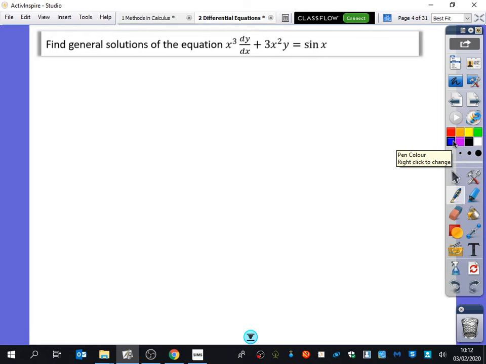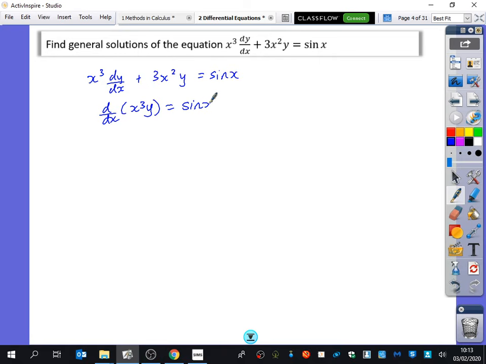Okay, fine. So we've actually already done this one. If you wrote it out on the previous page, then that's fine. But I'm just going to do it as a quick recap of what we just said. So we said that this was the derivative of x cubed y, which was sine x. And then what did we do next? Then we integrate it.